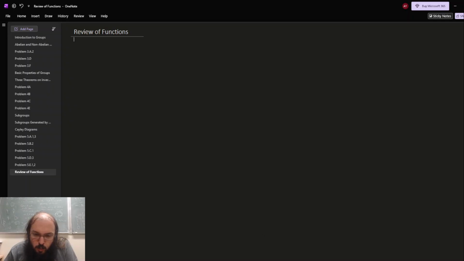Chapter 6 deals with functions, which is a concept that I suspect is very familiar to most of us. And so this chapter will function mostly as review, primarily aimed at refamiliarizing ourselves with the core properties that functions can have, because we're going to want to combine our knowledge of functions with our study of groups.